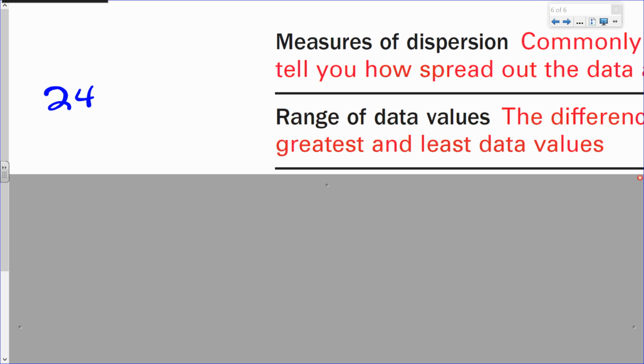Is that all? 24, watch this. So the range, again, the range of any data is the highest and the lowest. How far apart are the highest and lowest values? Well, you just subtract the two numbers. Okay, so 24, we're going to put highest goals.